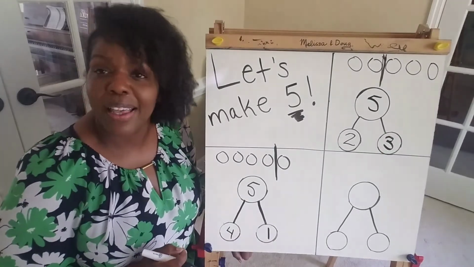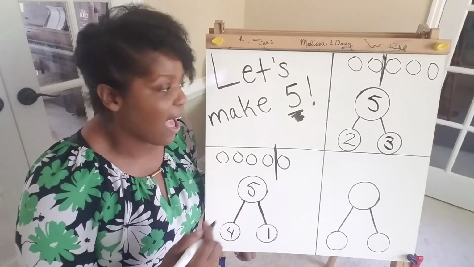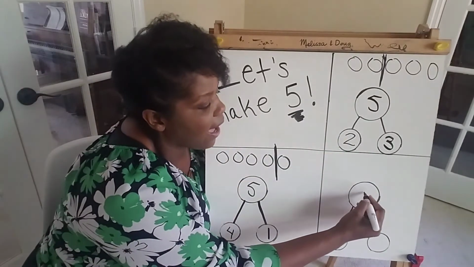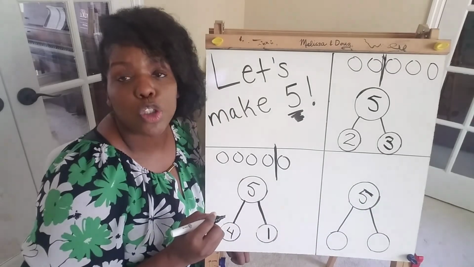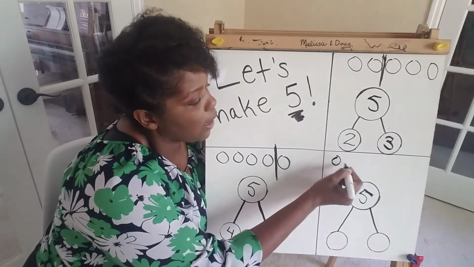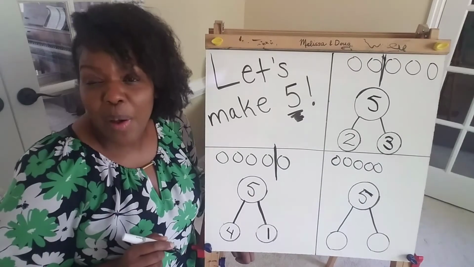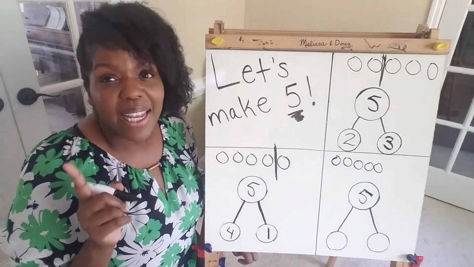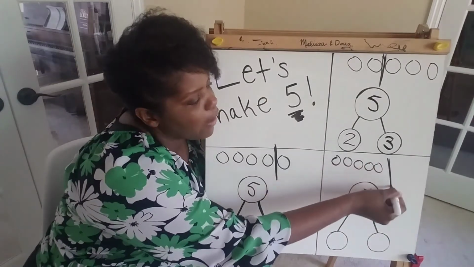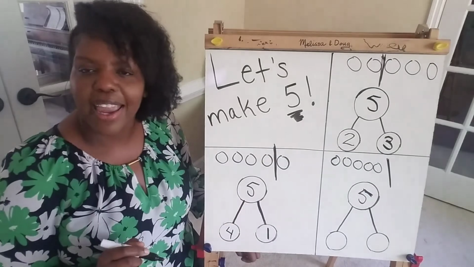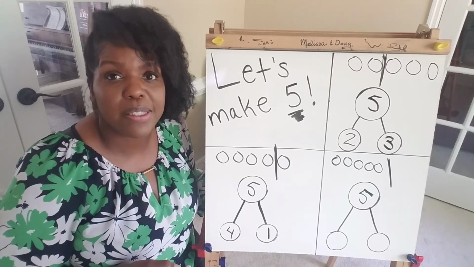So let's see if there's another way that we can break apart or decompose the number 5. Remember, we're starting with 5. So I'm going to write the number 5 here, and I'm going to draw 5 circles. 1, 2, 3, 4, 5. Now, this is kind of a tricky one, but let's look at this. What if Miss Lackey did this? What if I put my break right there? That is another way to break or decompose this number.